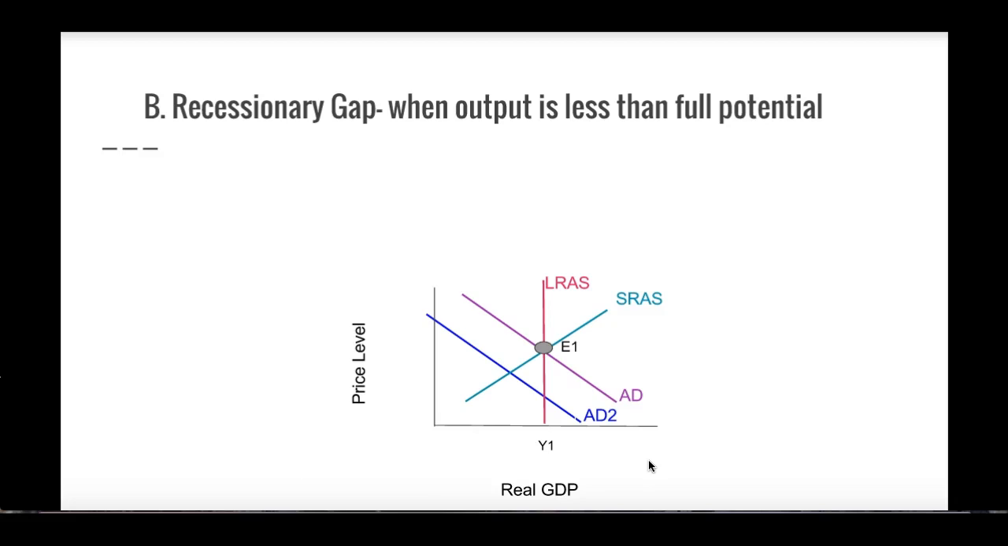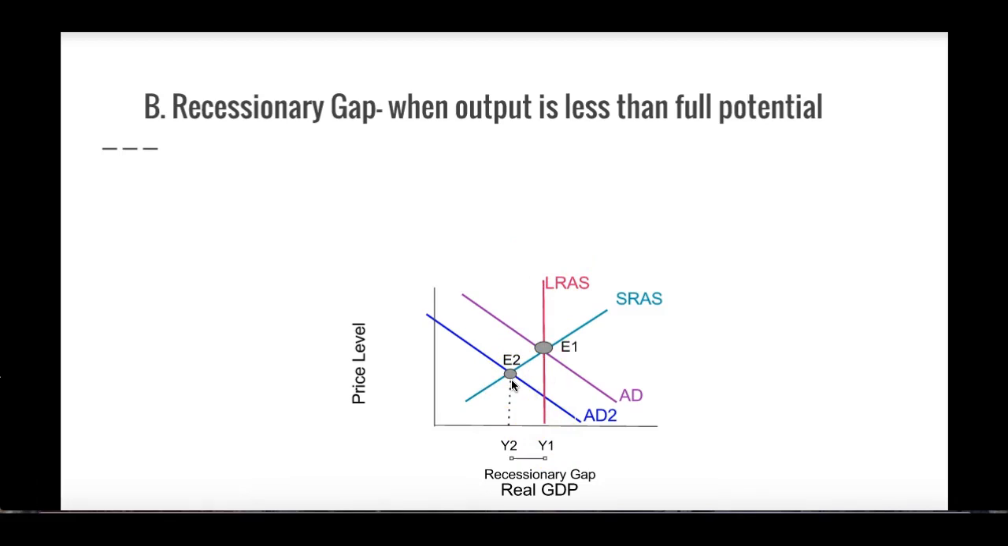Hopefully you said to the left, because if you drew the short-run aggregate supply curve to the left, our short-run equilibrium would also be less than potential output. So here is our new equilibrium. This is our short-run equilibrium. Notice that our Y2 is going to be less than our Y1, which is our full potential. As a result, the difference between these two is what we call our recessionary gap. Anytime our short-run equilibrium is less than our long run, this is going to be a recessionary gap.